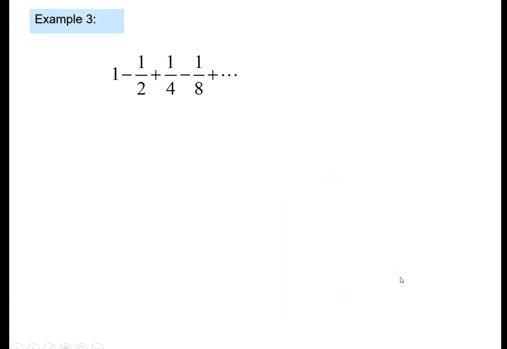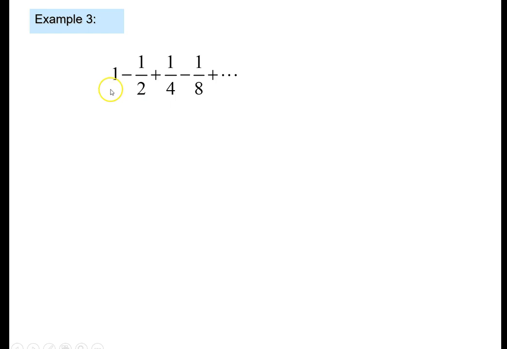So here we have a geometric series. This is an alternating geometric series because it alternates in signs. How do I know it's geometric? Because to get from one number to the next, I'm going to multiply by a common ratio. Can you tell what the number is that I'm multiplying to get from one number to the next?